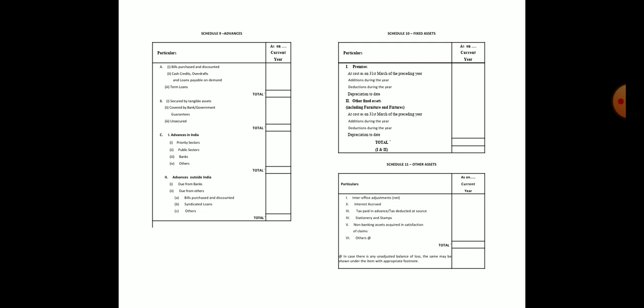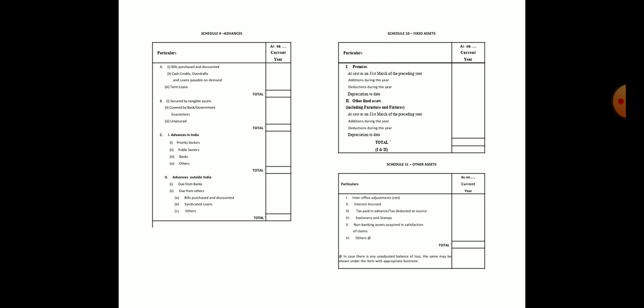Schedule 11, other assets. Inter-office adjustments, interest accrued, tax paid in advance, tax deducted at source. Tax deducted at source is basically known as TDS. Again, that is also known as tax paid in advance. Sometimes if we have an income in cash more than 15,000, then 10% tax should be deducted. So same like that, TDS is basically a tax which is paid in advance, in advance meaning before the due date.